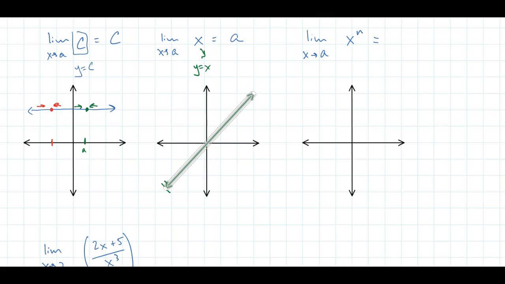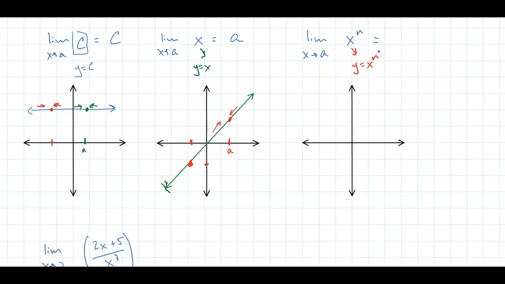No matter where I pick my point, if I pick my point right here, if this is my a value, if the y value is the same thing as the x value, if the x value is a, then the y value also has to be a. No matter where I pick that, the x value and the y value will always be the same. That's what the equation says. And the last one says y is equal to x to the nth.